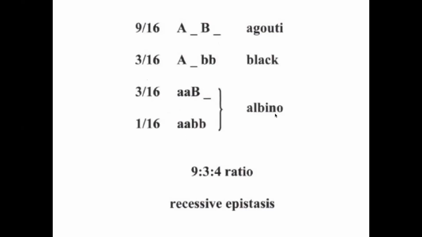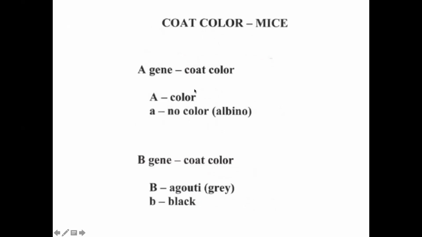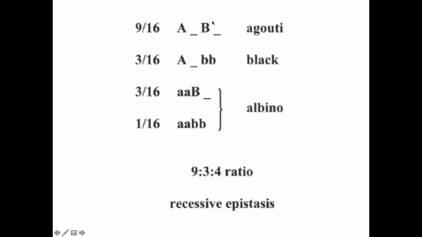So what's the nature of the epistasis? What's happening is that if you have a dominant A allele, that allows for color pigment to accumulate in the hairs of the fur. And then the color is determined by the second gene, the B gene. So A allows for color. If you're big B, you're going to have an agouti coat color. And if you're homozygous recessive B, you're going to be black. So this would be color, agouti, color, black. So 9 to 3.